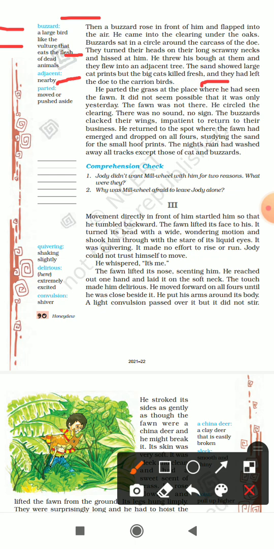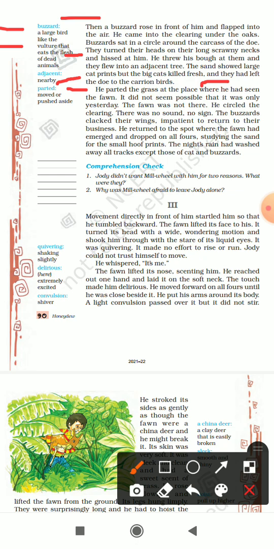The sand showed large cat prints, but the big cats had killed fresh and they had left the doe to the carrion birds. So when Jody saw the sand, he could see the footprints of large cats, but he knows that the large and big cats do not eat dead animals. They kill the animals and then they eat. So the large and big cats have left the doe for the carrion birds.